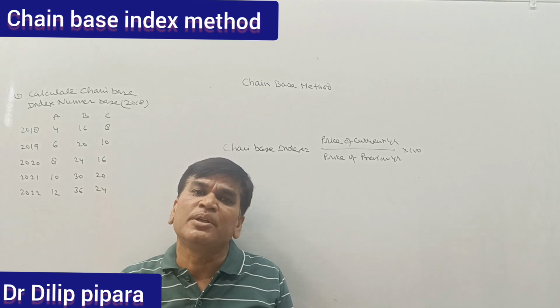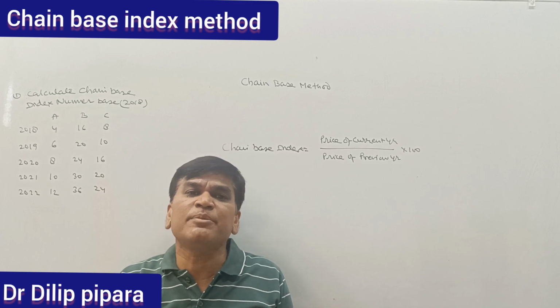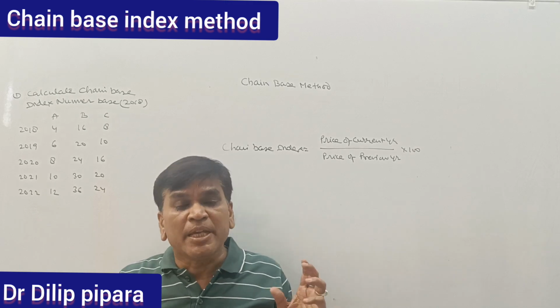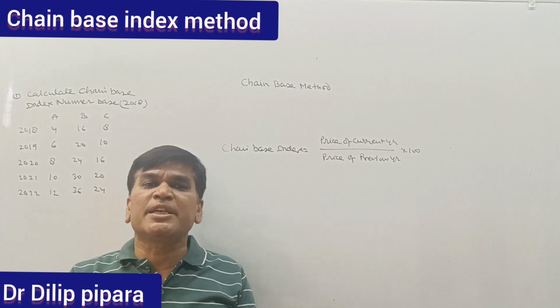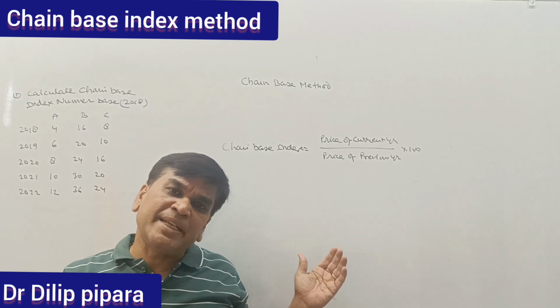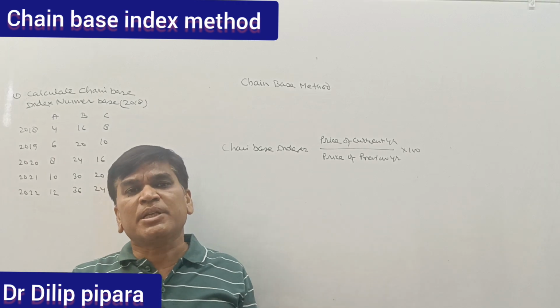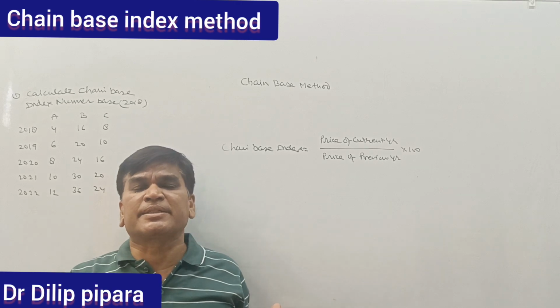In today's video, we will learn how to calculate chain based index number. As far as the simple index number is concerned, we have one base year price, and on the basis of that base year price, we construct the index number for the whole period. But in chain based index number, there is a difference from the simple index number.